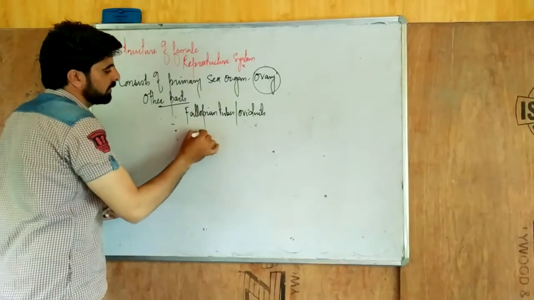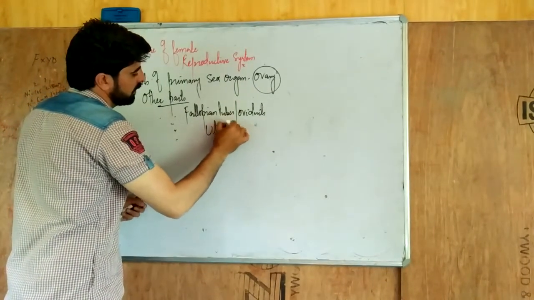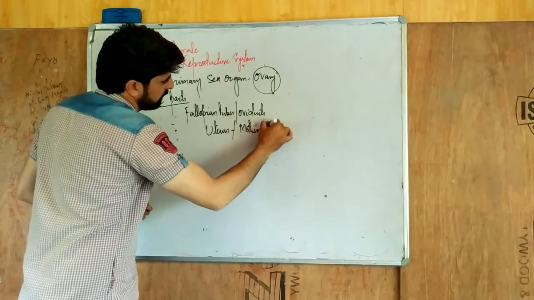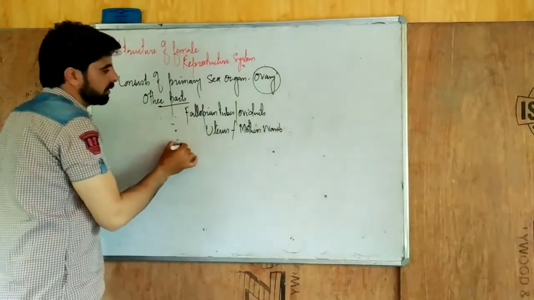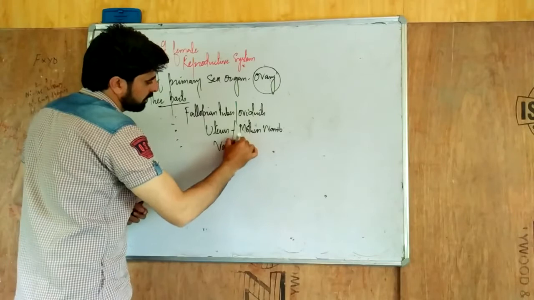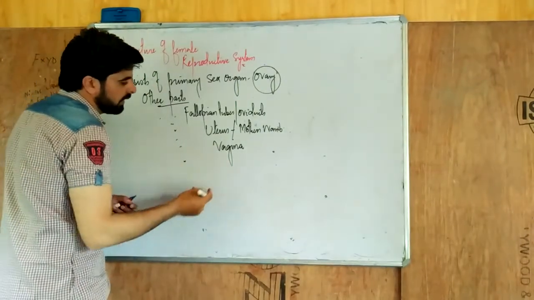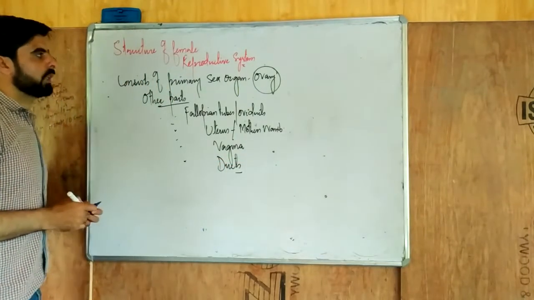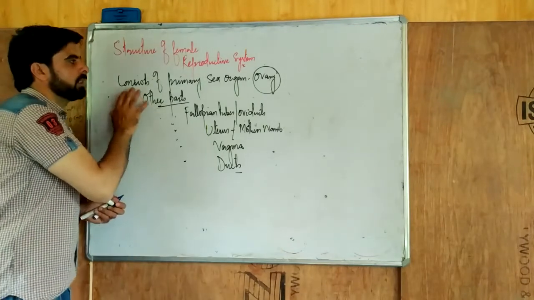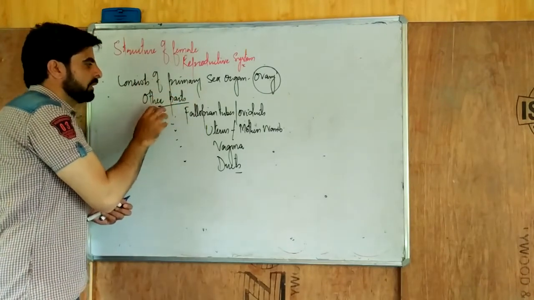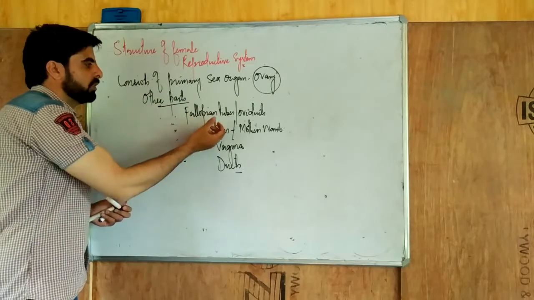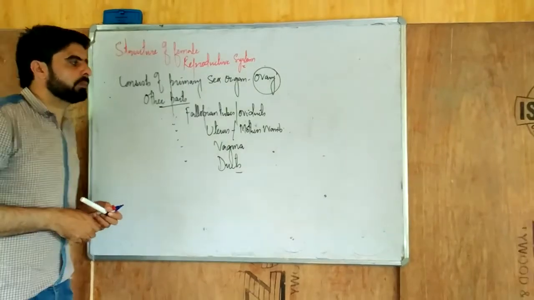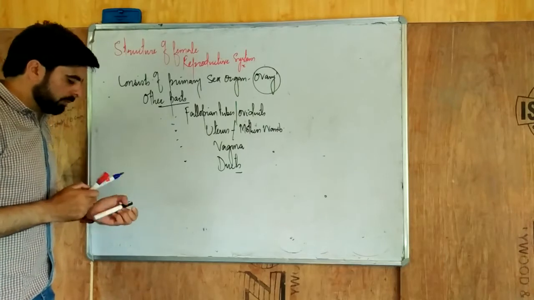Then we have the next part, the uterus, which can also be called the mother's womb. The next part we have is the vagina, and it also has an association with certain ducts. We will also study these ducts associated with the female reproductive system. So the female reproductive system consists of the primary sex organ, the ovary, and other parts like the fallopian tube, the uterus, the vagina, and some associated ducts. We will study them one by one.